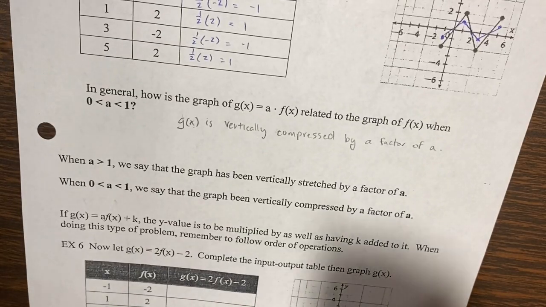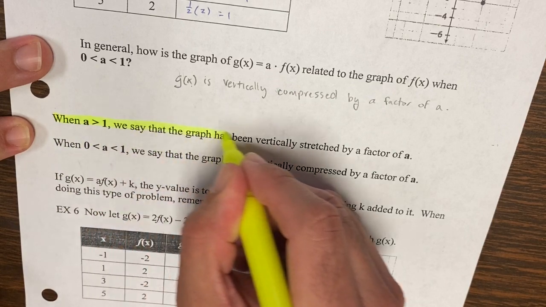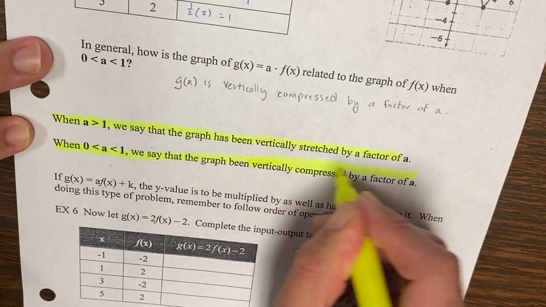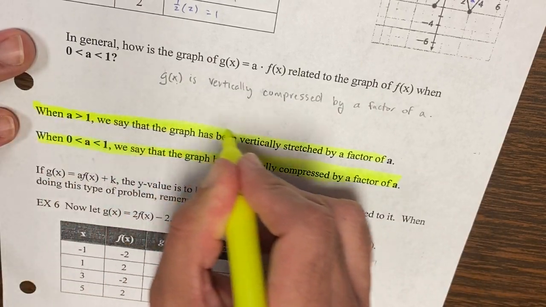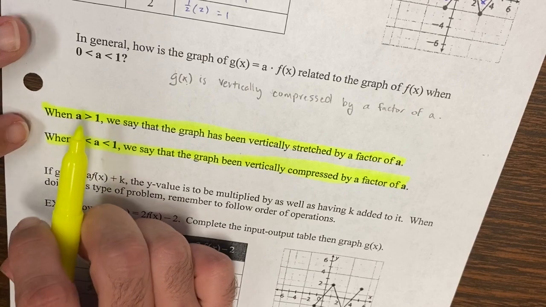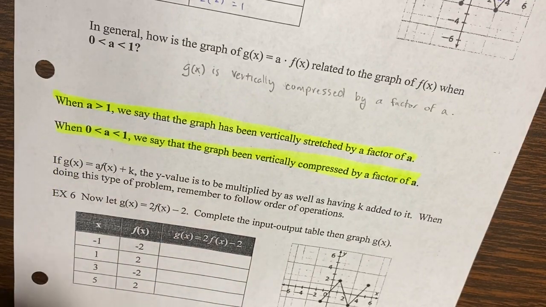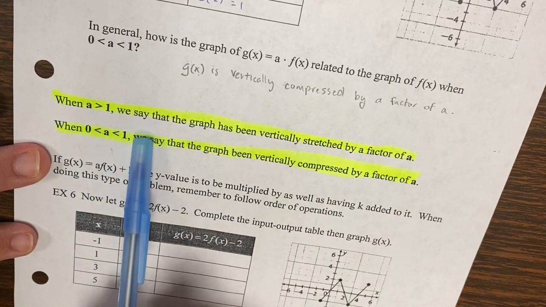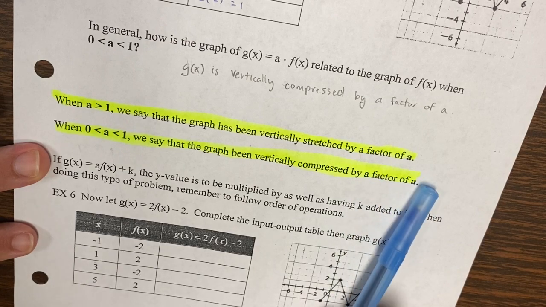All right, so in general, I would highlight these two statements. Okay, when a is greater than 1, we say the graph has been vertically stretched by a factor of a. When a is between 0 and 1, we say the graph has been vertically compressed by a factor of whatever number that is, a.